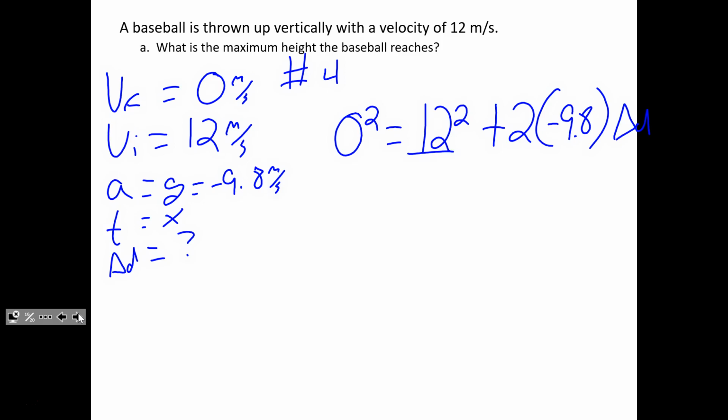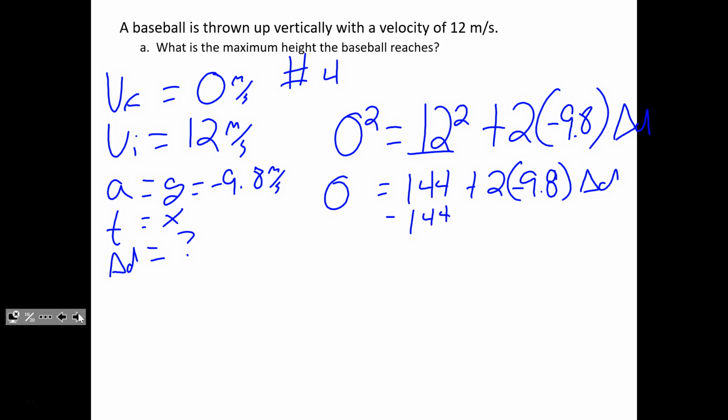All right, first thing we need to do is simplify this. Remember, 0 squared gives you 0. When you square 12, you're going to get 144 plus 2 times negative 9.8 times delta D equal to 0. From there, subtract 144 over. You end up with negative 144 is equal to 2 times negative 9.8.